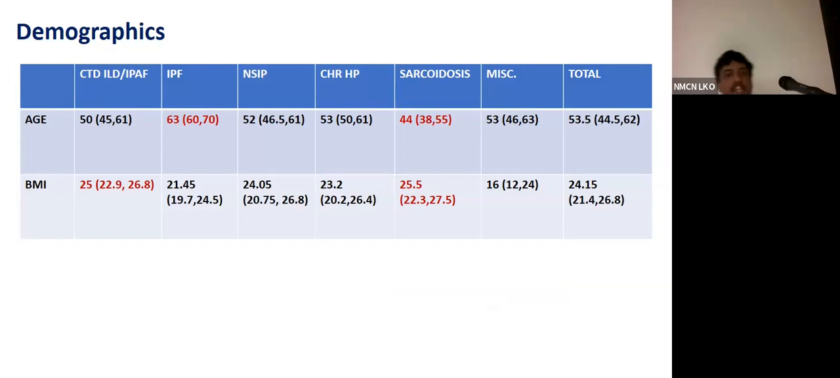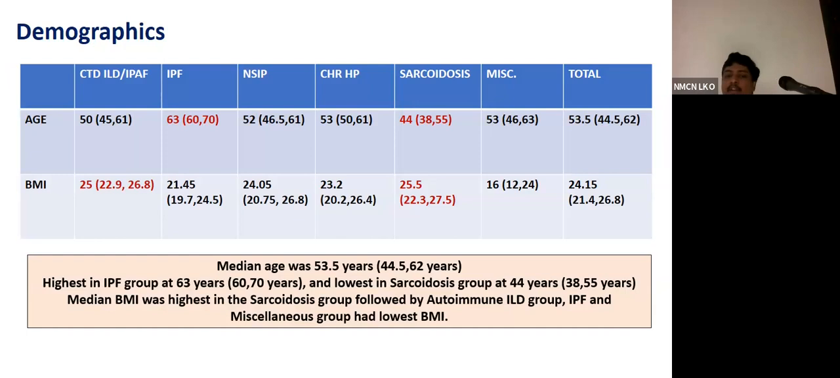Now, regarding age and BMI, we found that the median age of the population was 53.5 years. The highest age, around 63 years, was found in the IPF group, and the lowest was found in the sarcoidosis group, around 44 years. Median BMI was highest in the sarcoidosis group, followed by the autoimmune ILD group and the IPF group. And the miscellaneous group had the lowest BMI among all these patients.